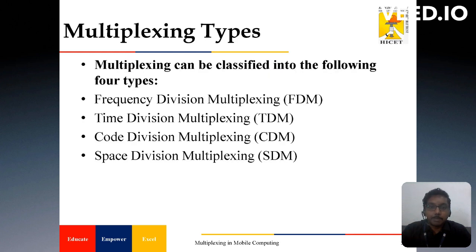So these are the different types of multiplexing: frequency division multiplexing, time division multiplexing, code division multiplexing, and finally space division multiplexing. These four are the major classifications of multiplexing that occur either in analog or digital multiplexing. Let me see about FDM, frequency division multiplexing, as well as time division multiplexing in this video.